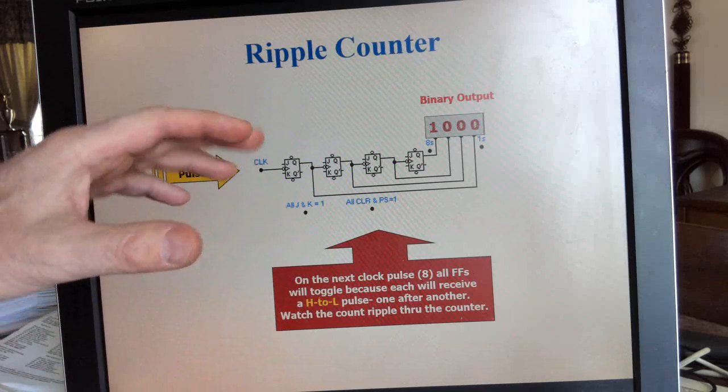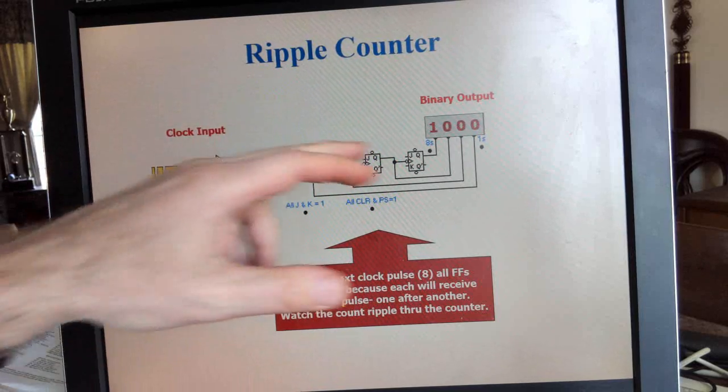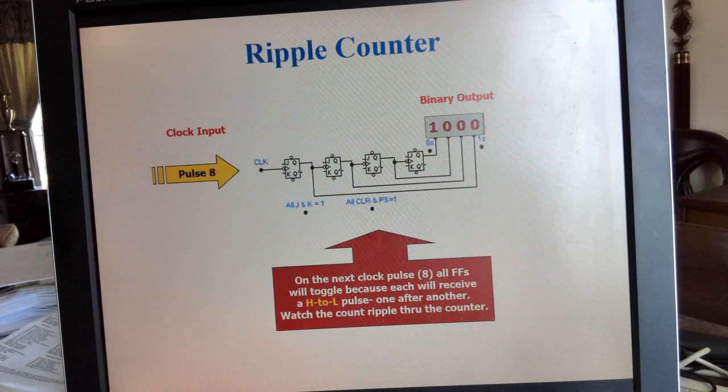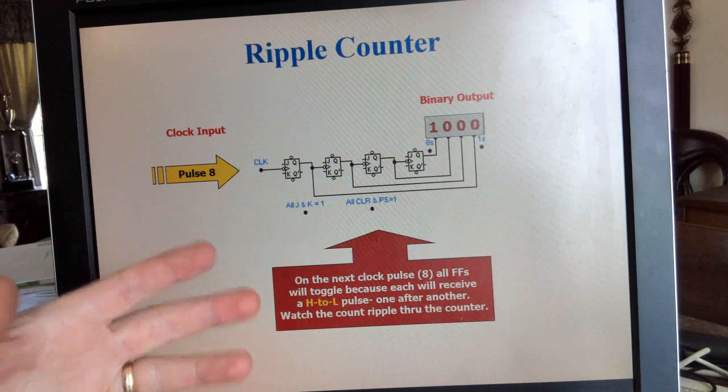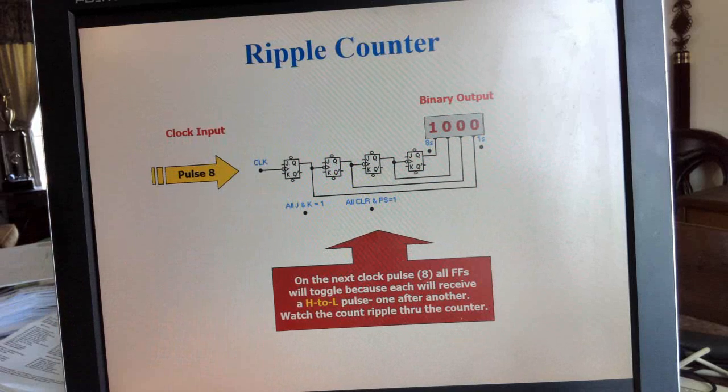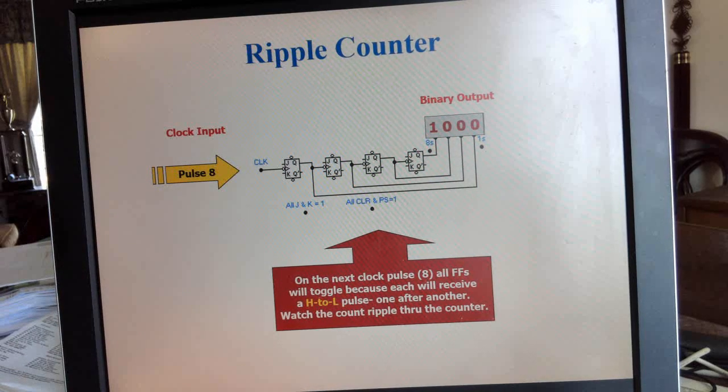So they all, if you're looking at this in terms of time, you can actually literally see that they all aren't going at the same time. Obviously, when we get to a synchronous counter, that would not be the case. They would all change at the same time.